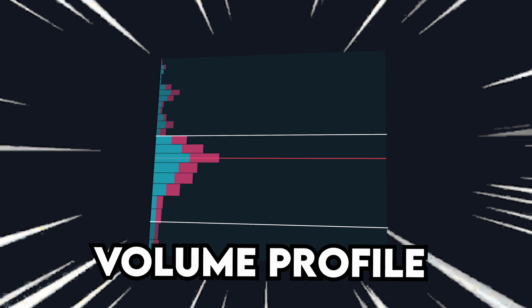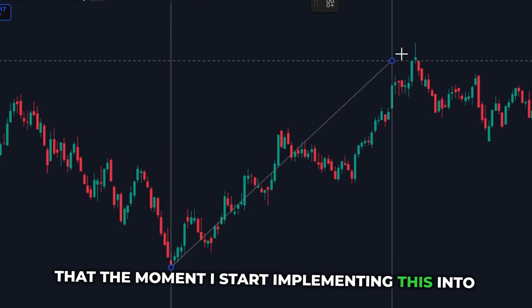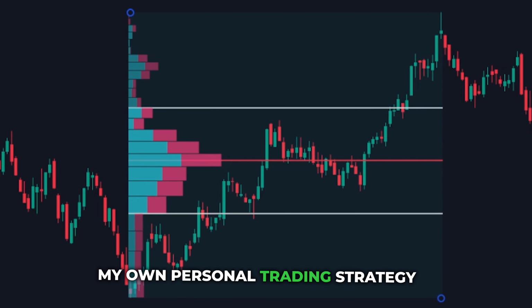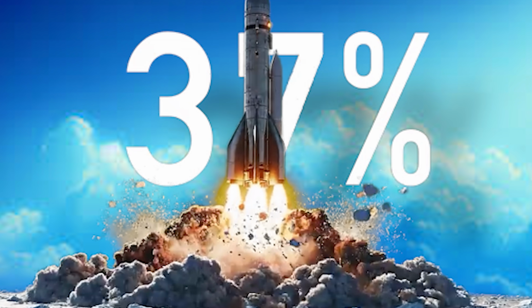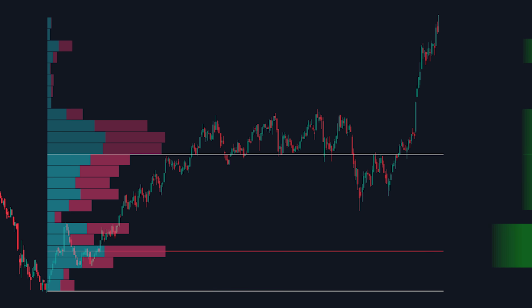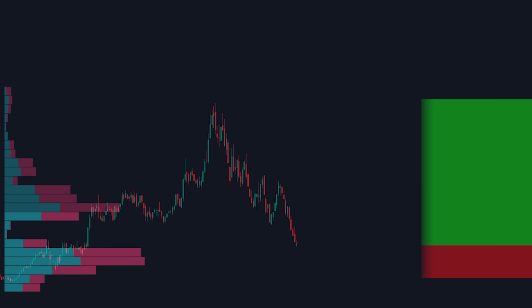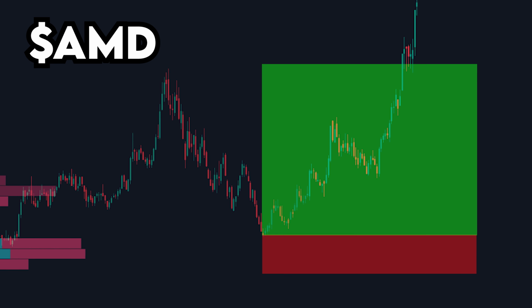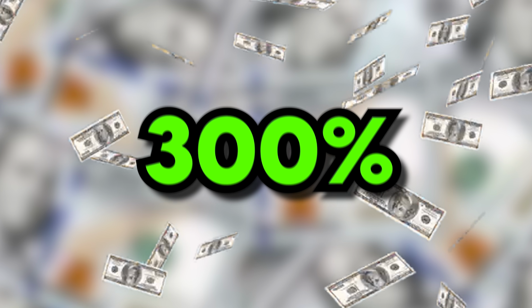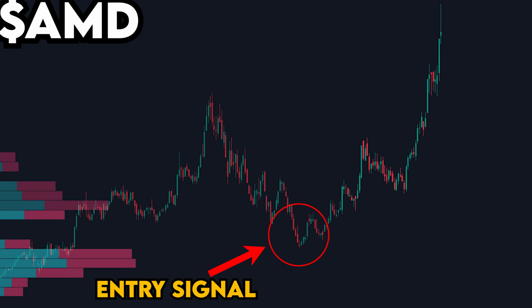This is the volume profile, and it can give you entries so precise that the moment I started implementing this into my own personal trading strategy, I instantly saw my win rate start to skyrocket. And after watching this video, you will not only know how to use the volume profile, but would know all of my secrets on how I personally use it in my own personal trading strategy. And at the end, we're gonna look at a real AMD trade that resulted in a 300% move, all because the volume profile flagged it before it even happened.